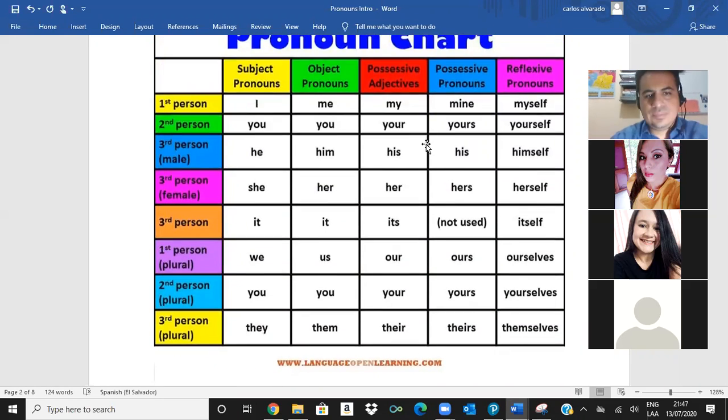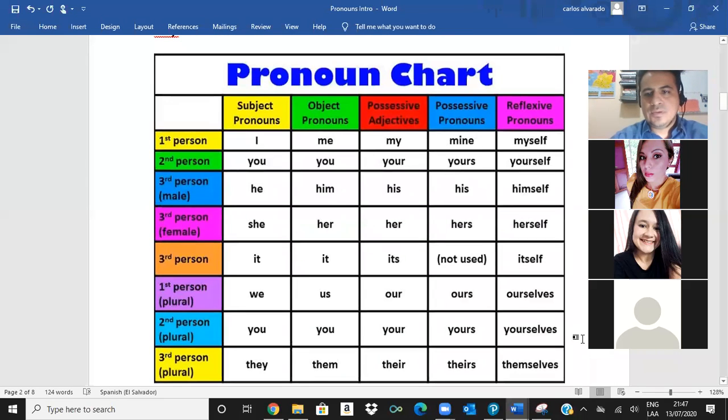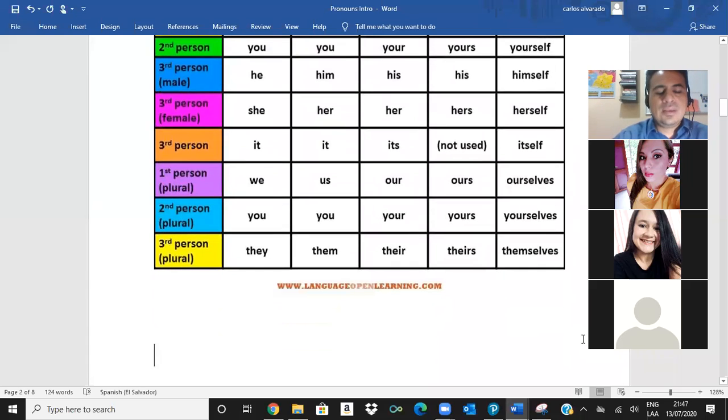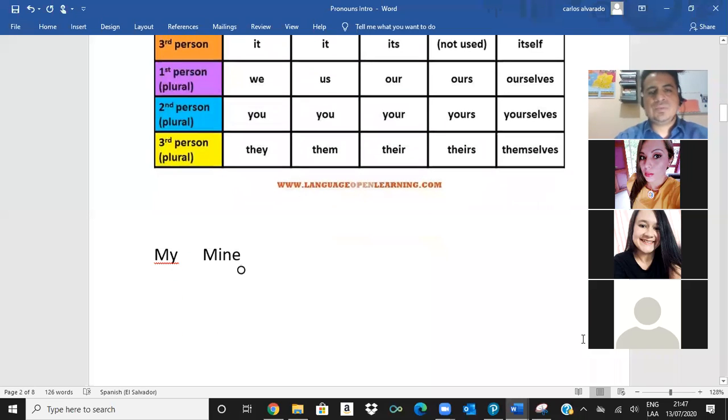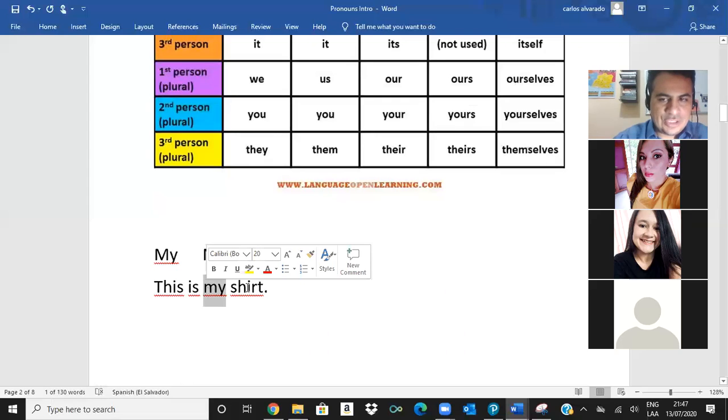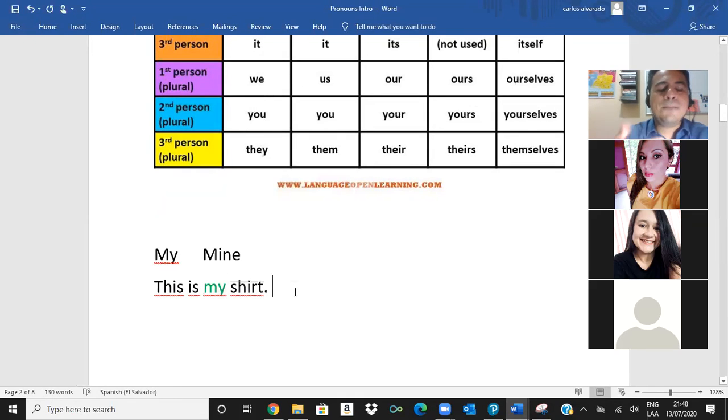So, solo quiero buscar un espacio para escribir. Ahí está. Okay. So, my. And mine. ¿Cómo uso esto? Okay. Now, this, vamos a usar los demostrativos, ¿se acuerda? Aquí usamos this, that. This is my shirt. Okay. So, I put my, lo pongo antes de shirt, possessive adjective. Okay. Now, bueno, lo voy a poner aquí en un color. Que lo veamos. Okay. This is my shirt.